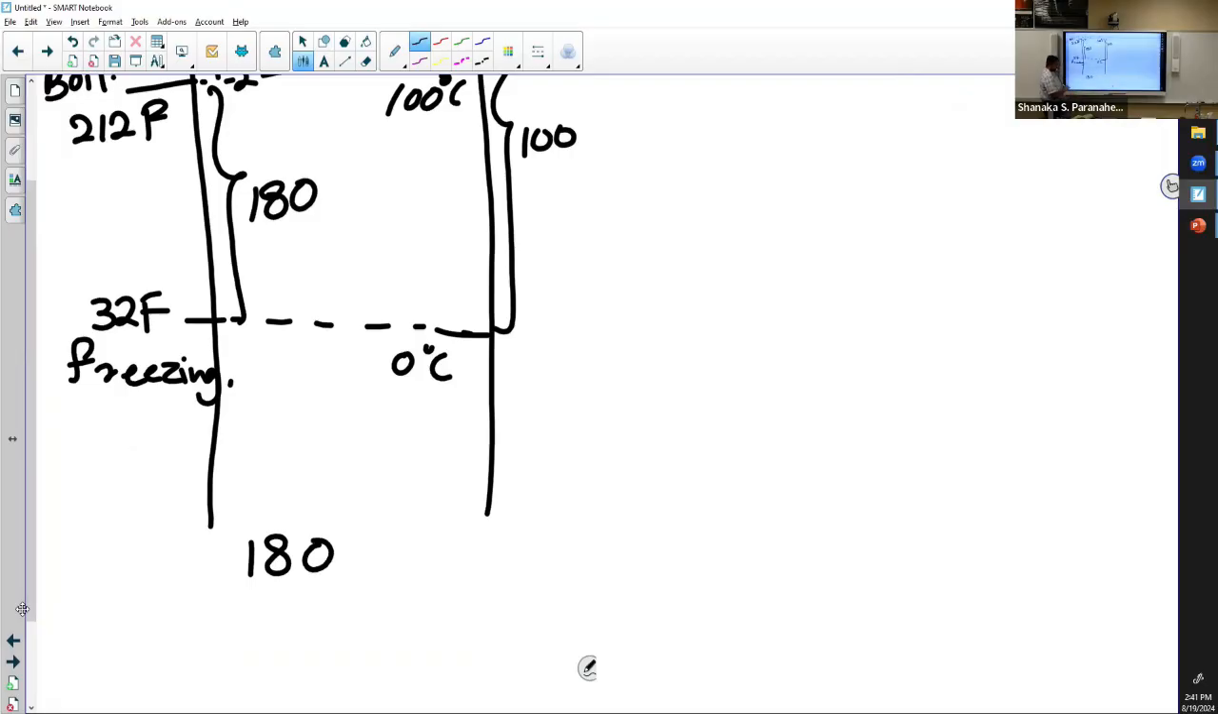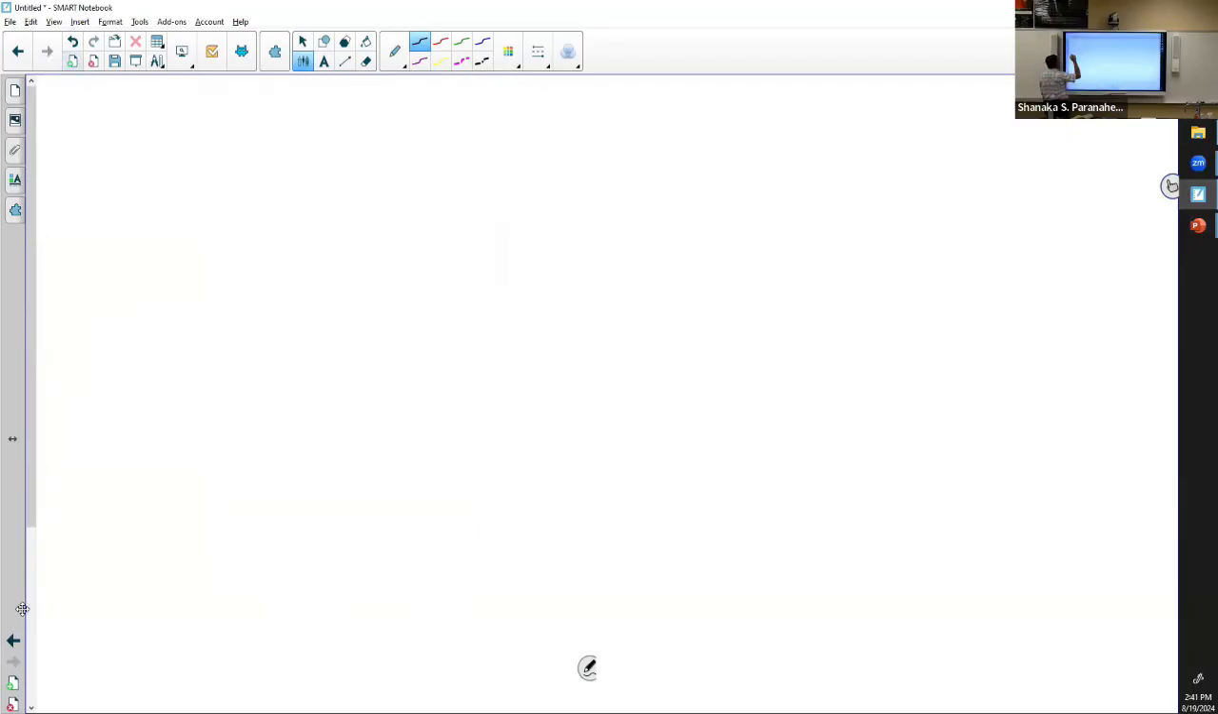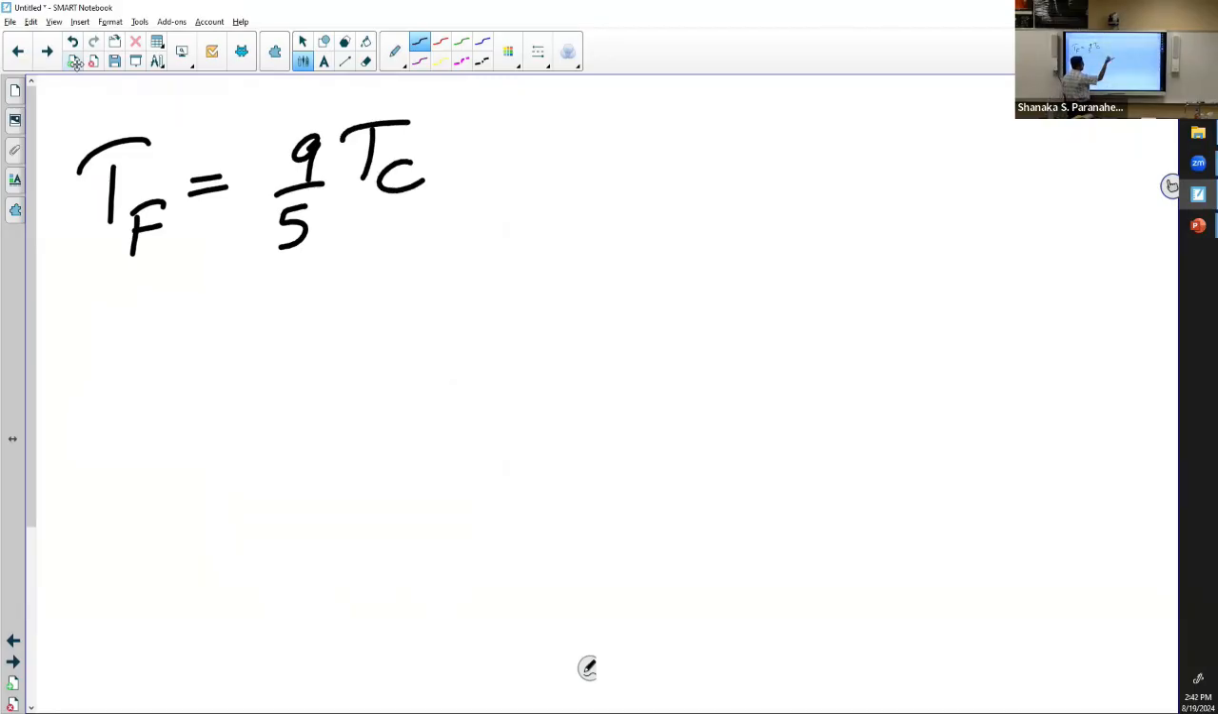If you don't understand the development of this equation, you can simply drop it. 180 to 100 is 9 to 5. That's the lowest ratio. So this is going to be the equation. Temperature in Fahrenheit is equal to 9 over 5 times the Celsius value, and Fahrenheit starts from 32, so we add 32. That's the equation that converts any Celsius value into Fahrenheit.